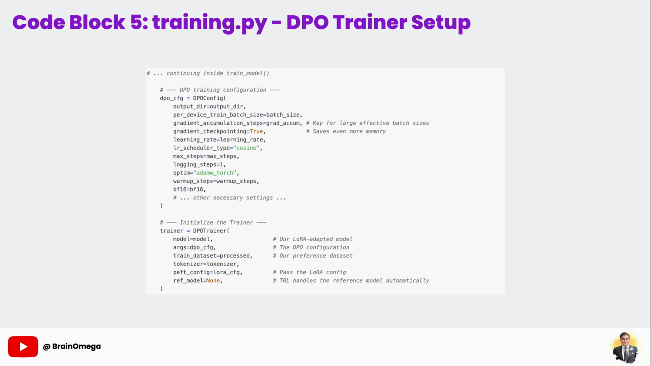Once our config object is ready, we instantiate the DPO trainer. We pass it our LoRA adapted model, our DPO config, our processed dataset, and our tokenizer. One very cool feature of the DPO trainer is that we can set ref_model=None. In DPO, you need a reference copy of the original frozen model to calculate the loss. By setting this to None, the trainer is smart enough to automatically create and manage this reference copy for us, which simplifies our code a lot.